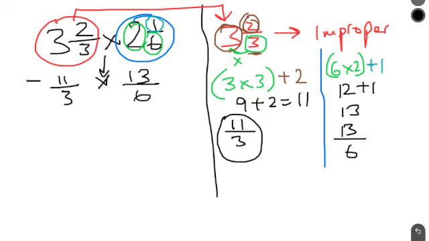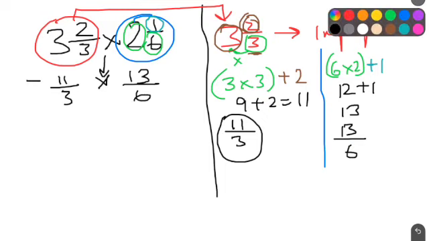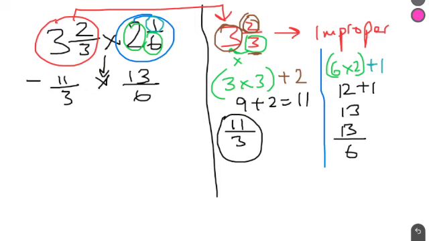Notice when we convert to an improper fraction, we always keep the denominators. In this instance, the denominator is kept as 3. In this instance, the denominator is kept as 6. We always keep the denominators when converting from a mixed number to an improper fraction.